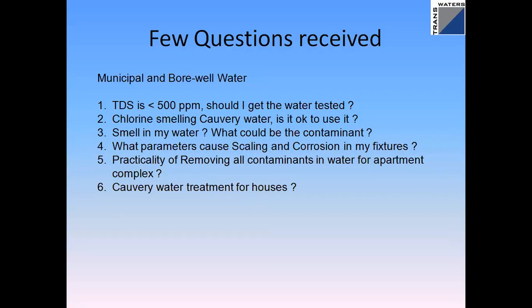So once you have your report, we should be able to ascertain whether scaling can happen or corrosion can happen. The next question is the practicality of removing all contaminants in water for an apartment complex. In an apartment complex, if you have to do central level treatment, I understand it's not practical to treat all the parameters. However, when you get a report, you'll be able to ascertain the high values and address the predominant issues in the water.